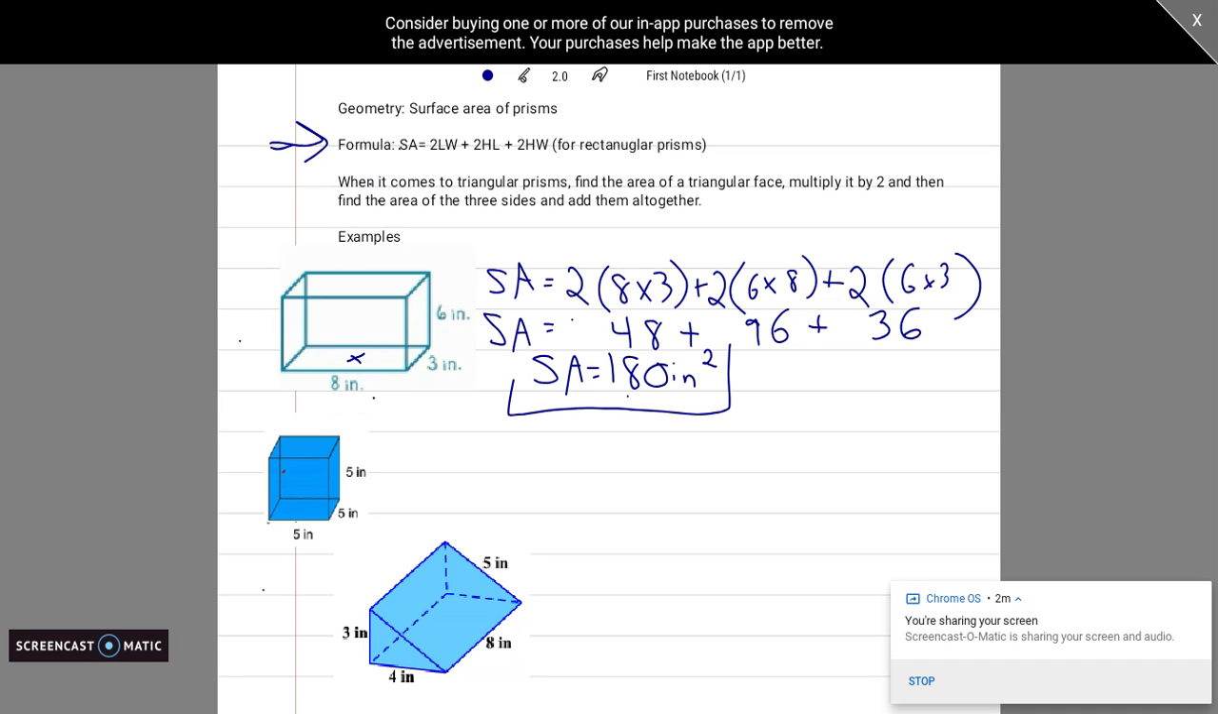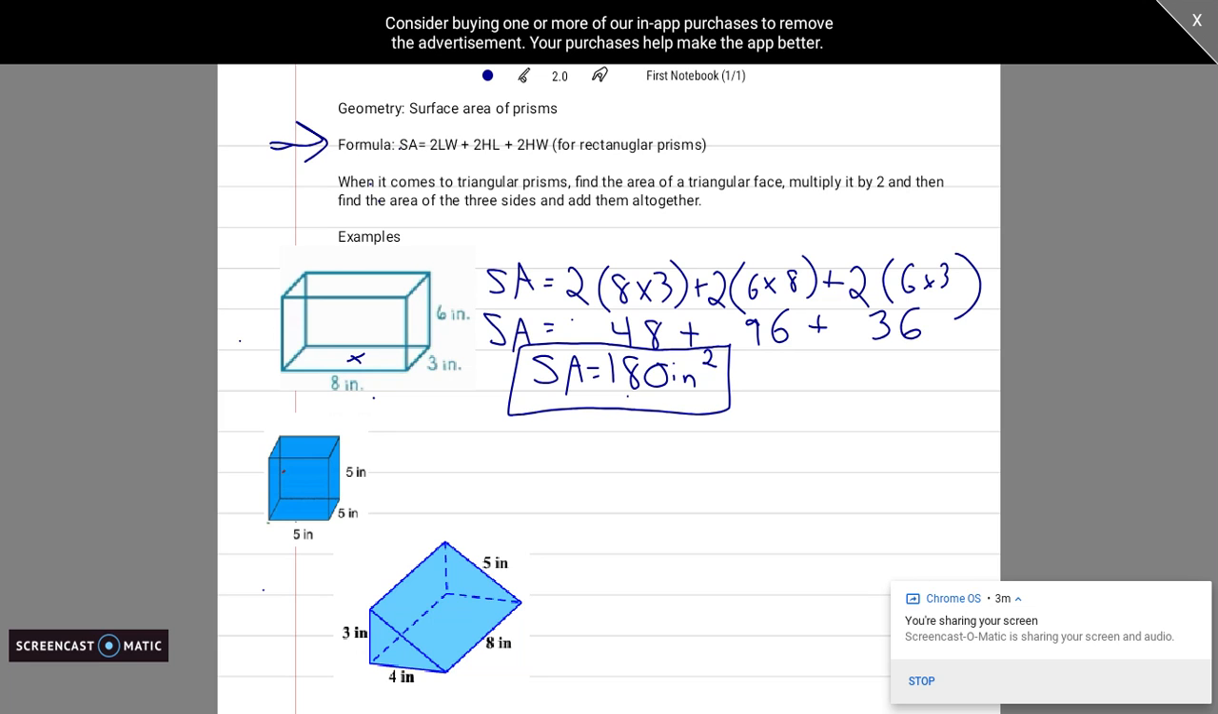Because you have to imagine that this rectangular prism, or this tissue box, is flattened out, and you are trying to figure out how much area it takes up, maybe on a table or maybe on your driveway, wherever it is. Let's look at the square prism, or cube.